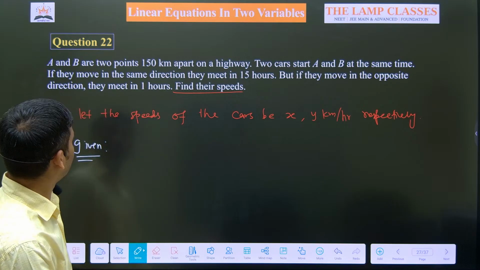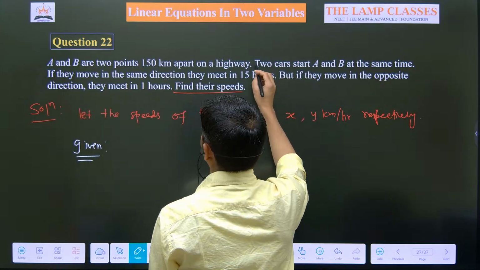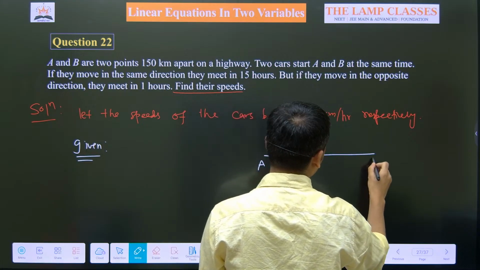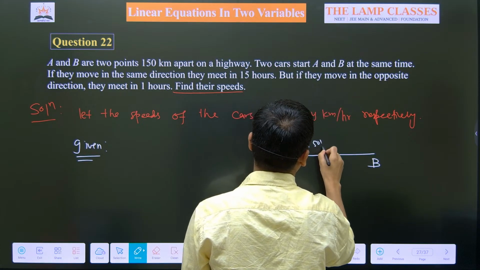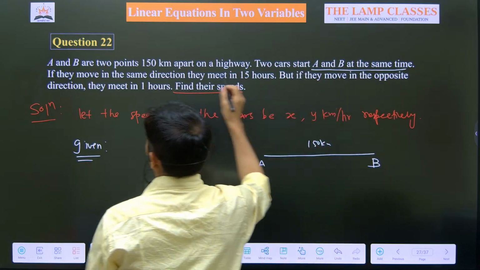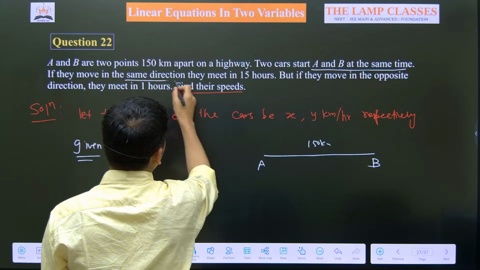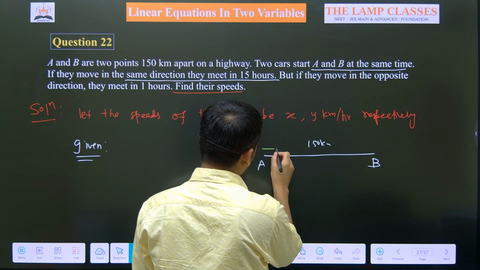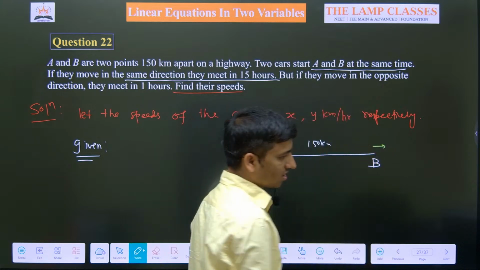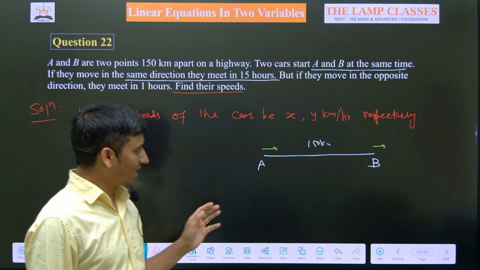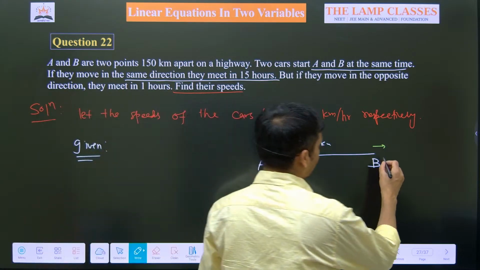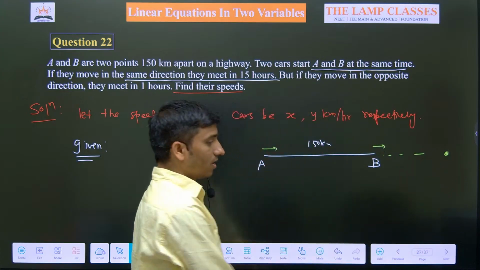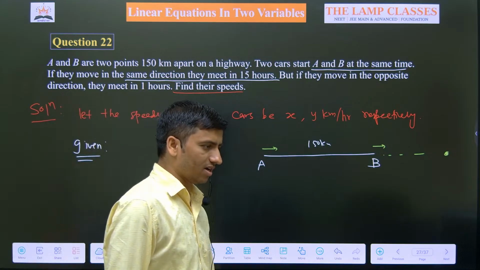They are telling that the distance between those 2 points is 150 kilometer. Let's see, A is this, B is this, it's 150 kilometer. If A and B start at the same time and move in the same direction, they meet in 15 hours. So A starts from here and B starts from here, and they are moving towards the right side. If they have to meet, they will meet beyond B only, somewhere here. And if they have to meet, you can understand the speed of the first car must be more than the speed of the second.